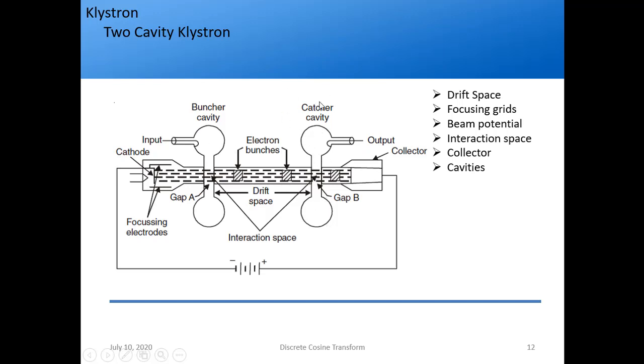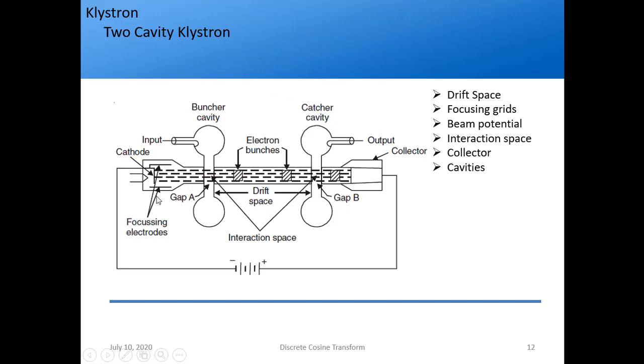Why is this called the catcher cavity? Because it catches the signal from here and gives it to the output. And why this is called the buncher cavity, we'll understand during the working. Okay. So this is the construction of the two cavity klystron. Apart from this, you have to explain what drift space is. As you see, the distance between the two cavities is the drift space. So the distance between the buncher cavity and the catcher cavity is the drift space.